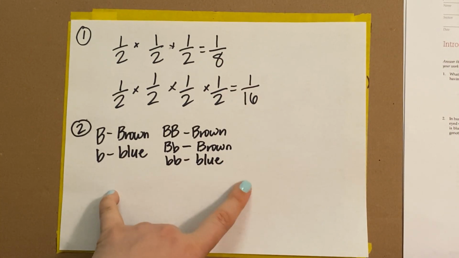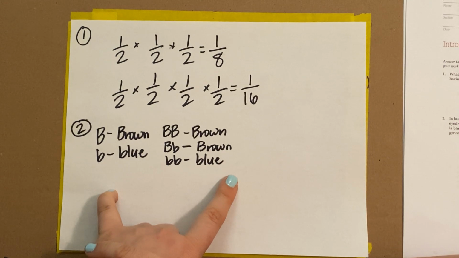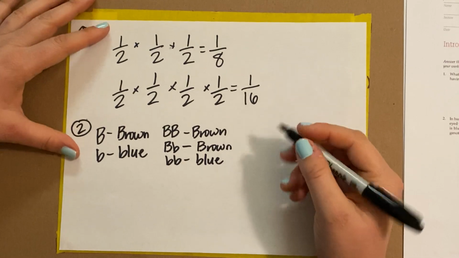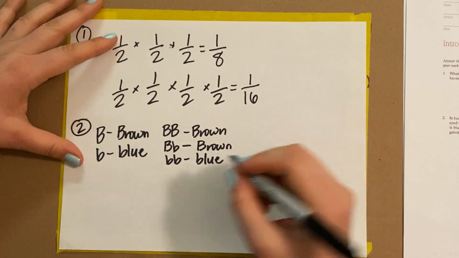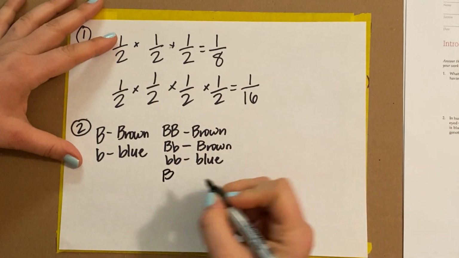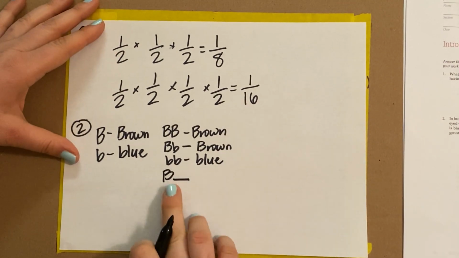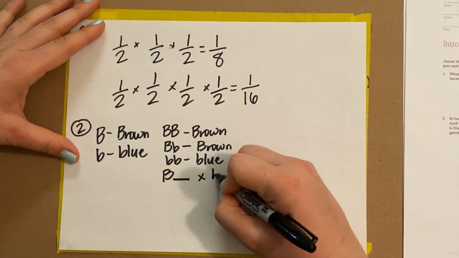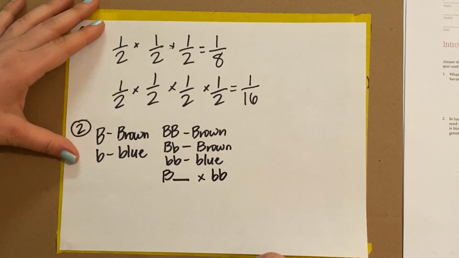Okay, so the question says, a brown-eyed man marries a blue-eyed woman, and they have 3 children, 2 of whom are brown-eyed and 1 of whom is blue-eyed. Draw the Punnett square that illustrates this marriage. What is the man's genotype? What are the genotypes of the children? So we have a brown-eyed man. The way I'm going to write this is he's big B blank. We do not know what this is, okay? And he's going to marry a woman that has blue eyes. So we know that she has to be little b.